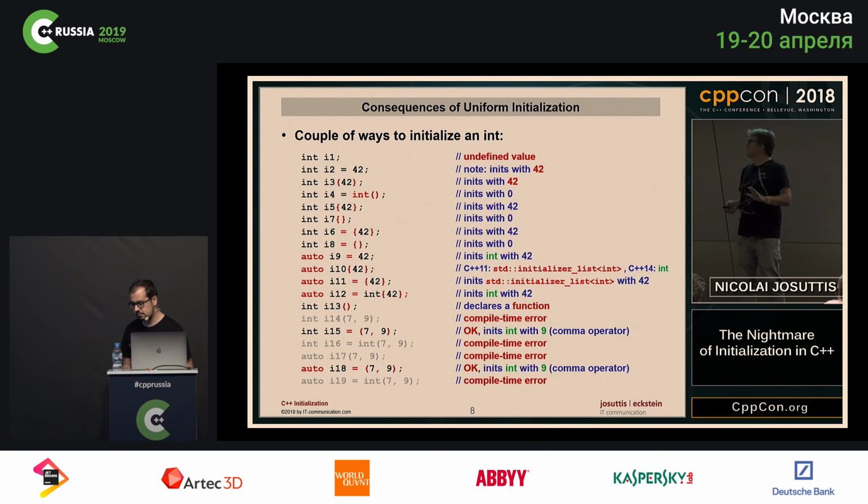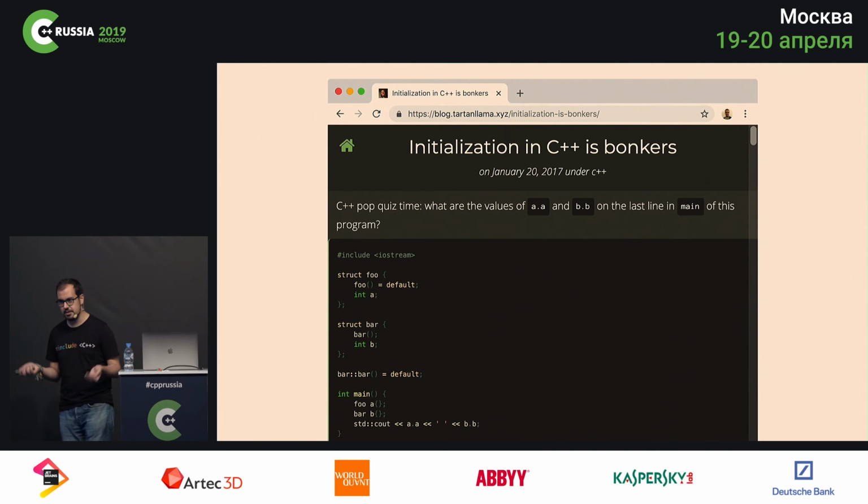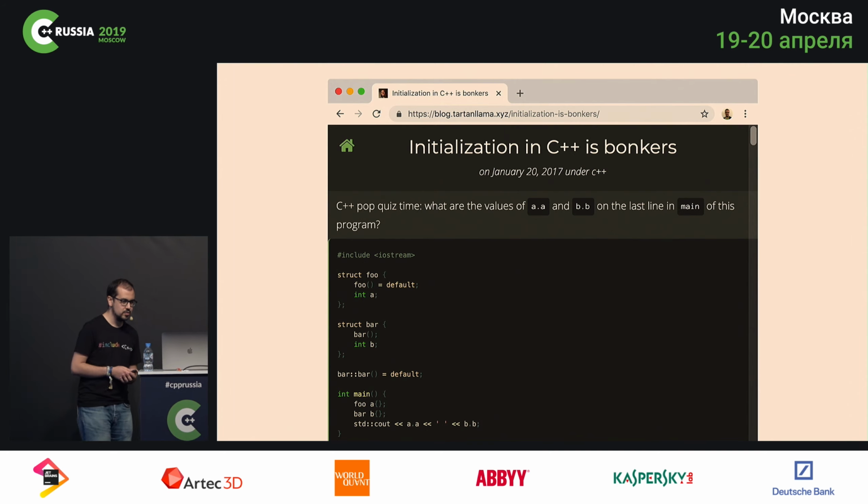And there's probably no other area in the language that over the years has caused so many defect reports against the standard, fixes, changes. The rules of initialization change in the next standard, and then they get patched again in the standard after that. There are countless blog posts on the internet about how initialization in C++ is so complicated and so bonkers. So this all means that giving a systematic overview over initialization in C++ is actually a really, really interesting challenge. But I'll try anyway.